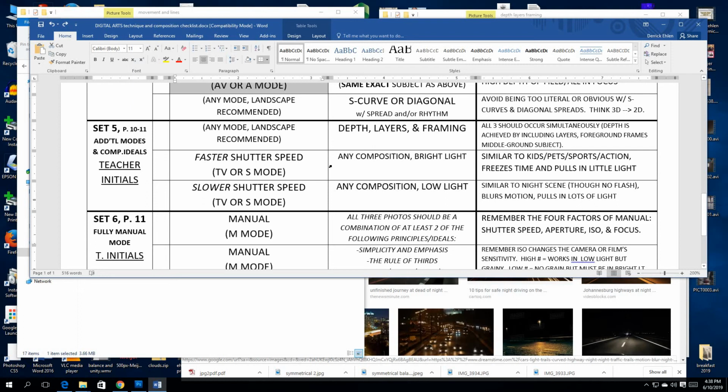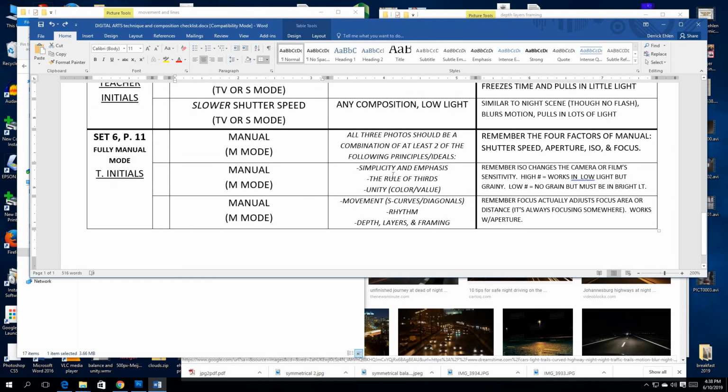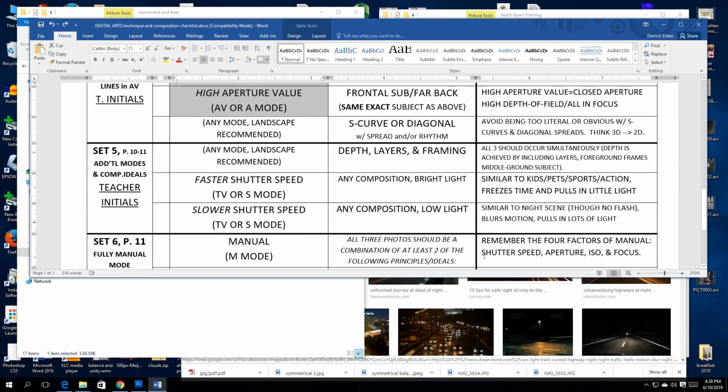With set 5, which once again in most cases we do together in class, you're going to take a picture involving depth, layers, and framing, and then a fast shutter speed and a slow shutter speed picture. That pretty much covers everything. The last set is fully manual mode. I will talk about that in one final mini lecture. Otherwise, good luck, and once you have set 5 complete, you are welcome to move on to set 6.